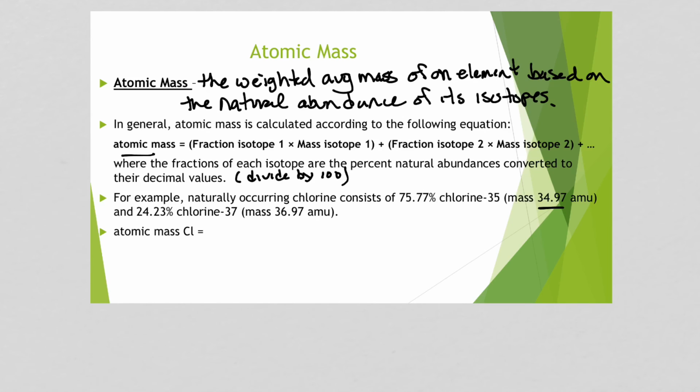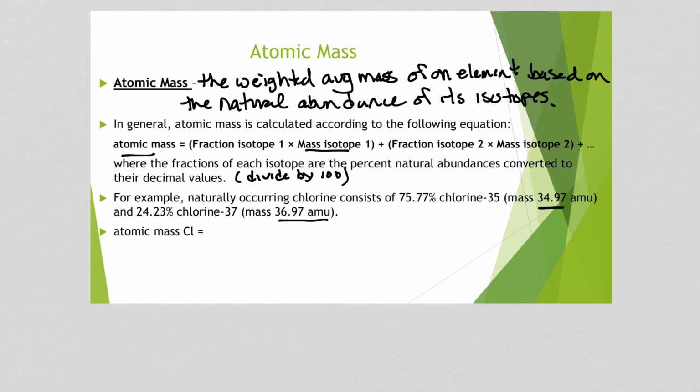We have 24.23% chlorine-37, which has a mass of 36.97 AMU. Now, note that the mass number here, this is important, is not the mass that we're talking about. This is not the mass number, this is the mass of the isotope. And those are always going to be slightly different.